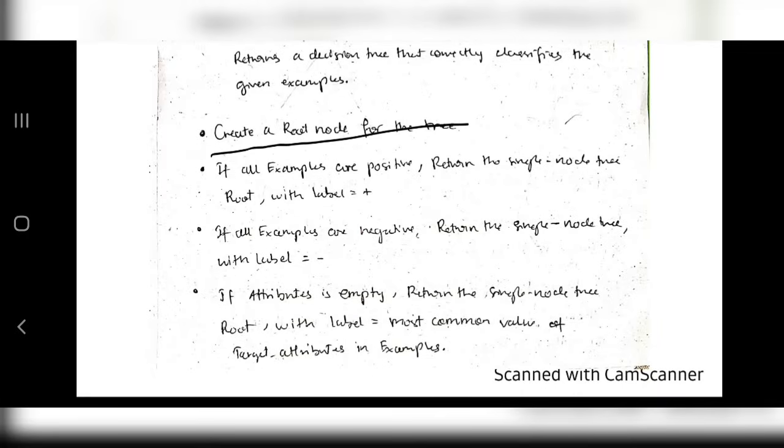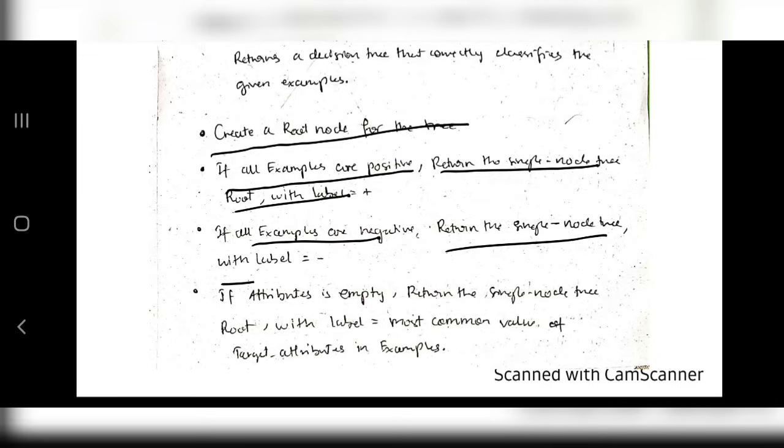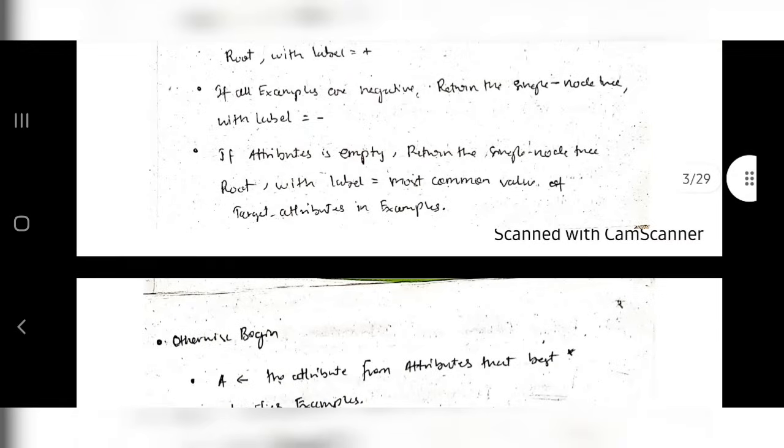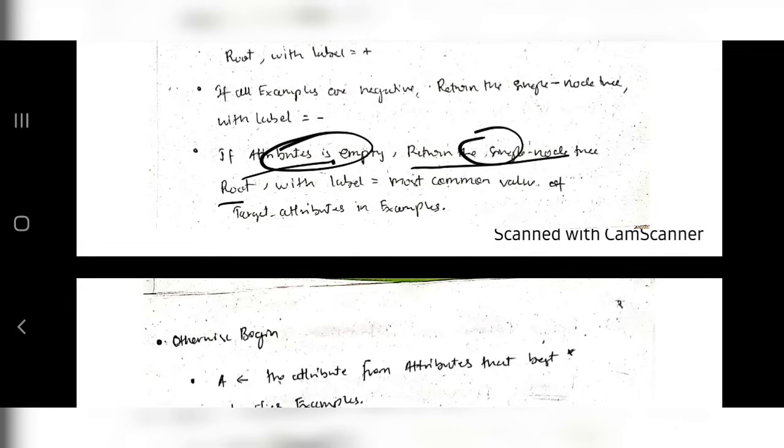Create a root node for the tree. If all the examples are positive, return the single node tree with the label plus. If all the examples are negative, return the single node tree with the label minus. After you have done this one, if attributes is empty, return the single node root with the label that is the most common value of the target attribute in examples.